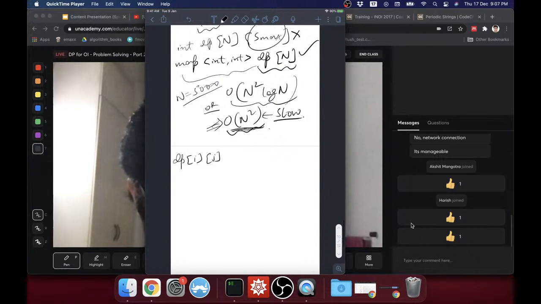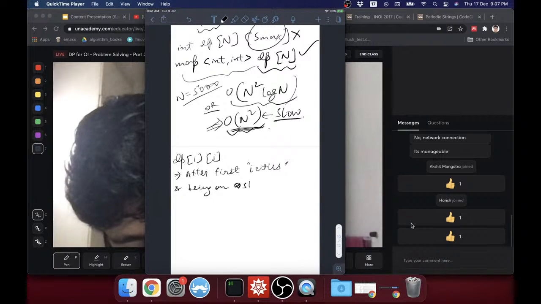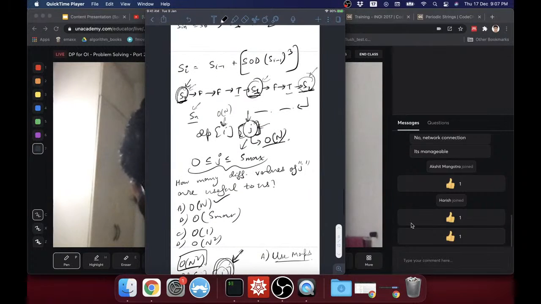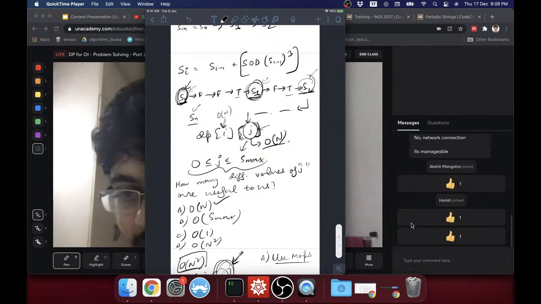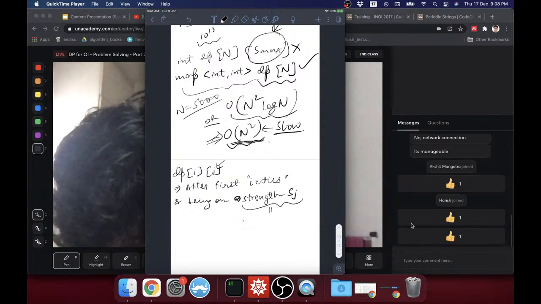Instead of saying, basically say after first i cities, I'm changing my definition slightly, and being on strength Sj. Basically don't say that your strength is j. Don't say j denotes your strength. No, j will denote your strength level in this definition, S0, S1, that's how we define it. So basically what this means is you have trained j times.